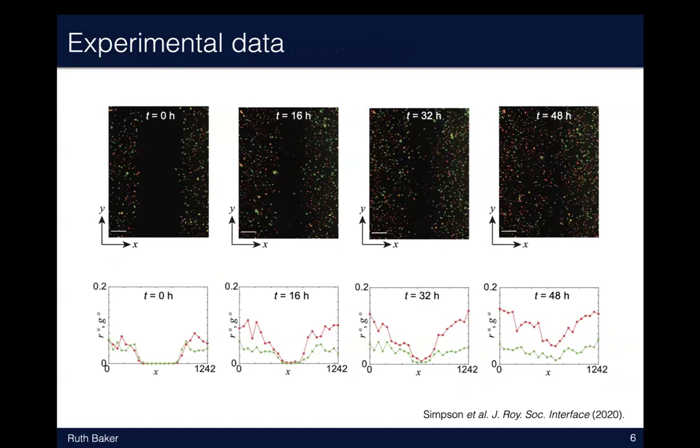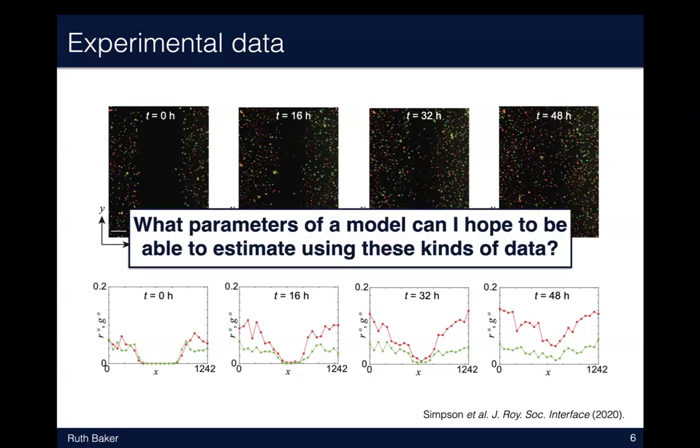And we are going to oftentimes count the density of reds, or count the numbers of reds and green cells separately. So we get these two profiles. So that's the kind of data we have. Okay. So the first question you might ask is, if I had a model, what parameters could I hope to be able to estimate using these kinds of data?